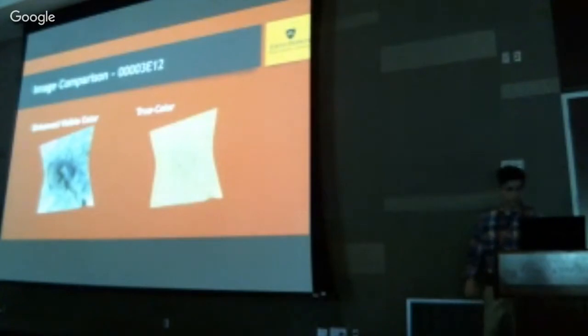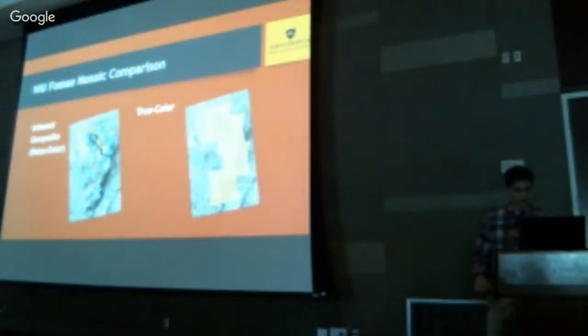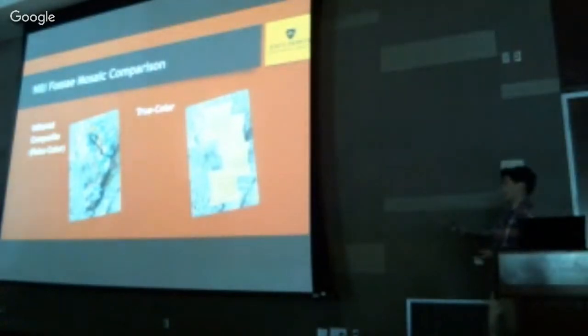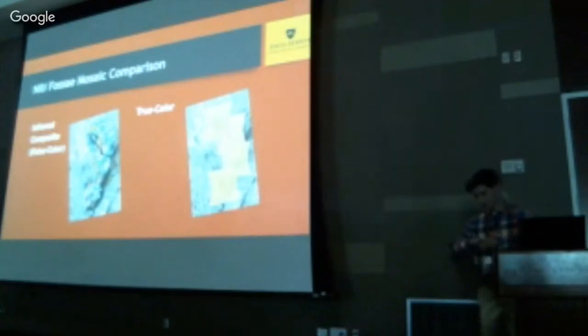And finally, I have an infrared composite, which is a false color image that just shows some of the geologic variability, and I have a true color mosaic of the same scene. All right, and that's all I have. So if anyone has questions.